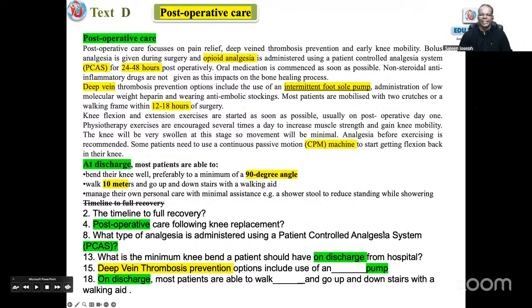Yes, Father? Yes, please. Father, I have mentioned opioid analgesia. Is it a wrong or correct answer, Father? Or should I write only opioid? We will discuss it at the end, because that answer is in my slides. As you go step by step.